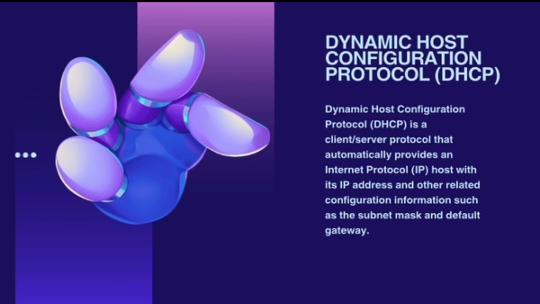And then for Dynamic Host Configuration Protocol, DHCP: basically, DHCP is a client or server protocol that automatically provides an Internet Protocol host with its IP address and other related configuration information, such as the subnet mask and default gateway.